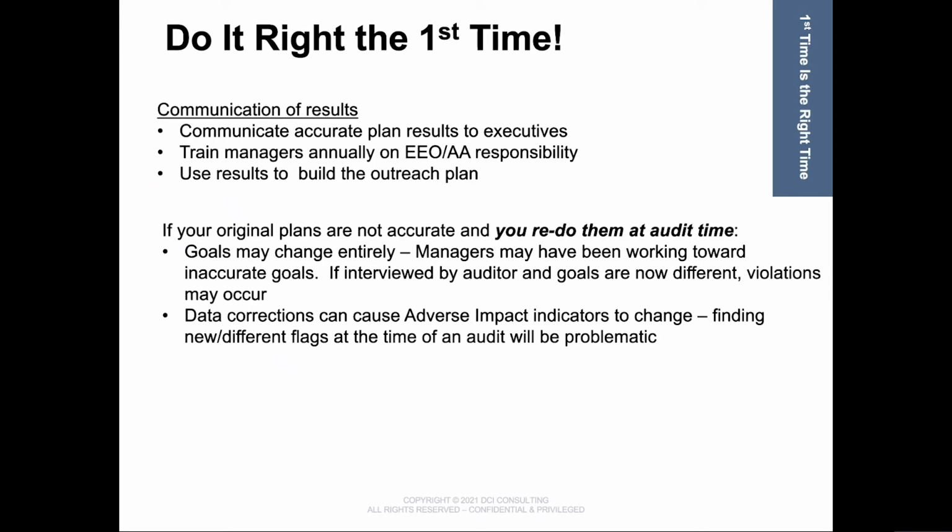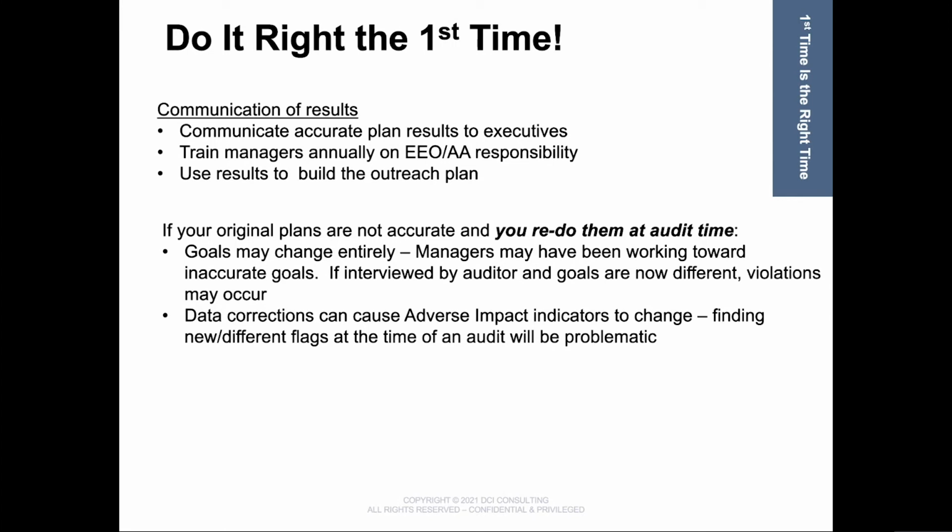And you think, okay, well, let's go back through that plan and clean it up now. All of your goals might change. So you have communicated incorrect goals to your executives. Your recruiters may have been out trying to recruit for the wrong types of individuals. There are just so many things that can go wrong. If an auditor has to interview a manager or your executive, and they say, well, I don't know, she gave us one set of goals a long time ago, and now this week she gives us a different set of goals, it can become a trap for you. So you want to be really careful.